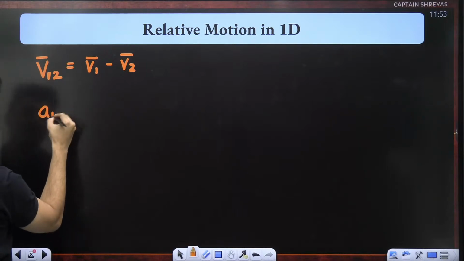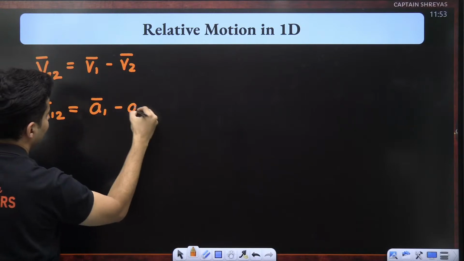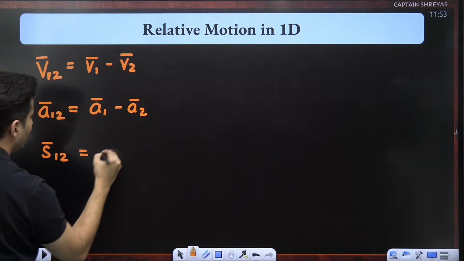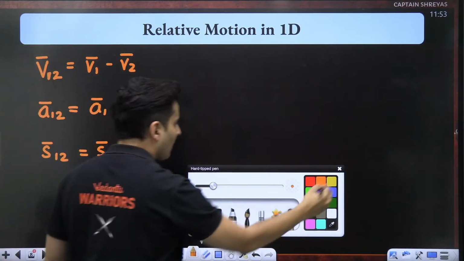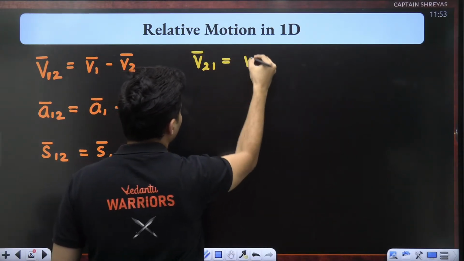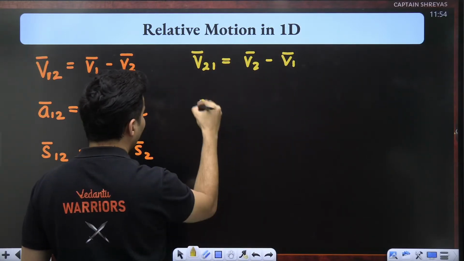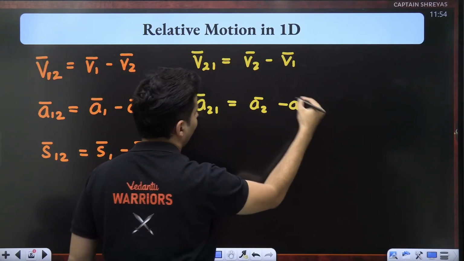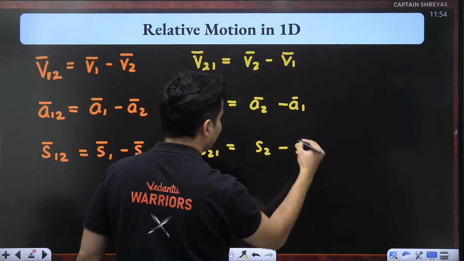Sir, what about A12? Acceleration of 1 with respect to 2 will be A1 minus A2. If it is displacement of 1 with respect to 2, then it will be S1 minus S2. So then, what about V21? It will be V2 minus V1. What about A21? It will be nothing but A2 minus A1. What about S21? It will be nothing but S2 minus S1.